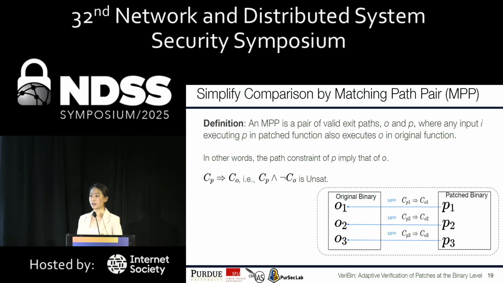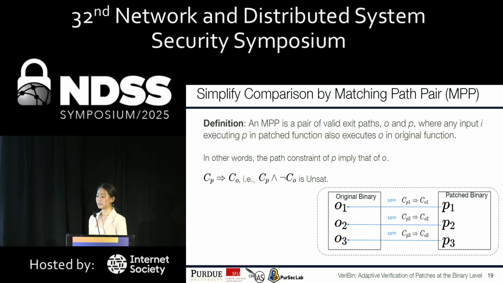After talking about compiler-introduced offset change, let's move on to our second challenge. We solved the complicated symbolic comparison with matching path pairs. But what is a matching path pair? We define it as a pair of valid exit paths, O and P, where any input I executing P in the patched function also executes O in the original function. In other words, the path constraint of P implies that of O.